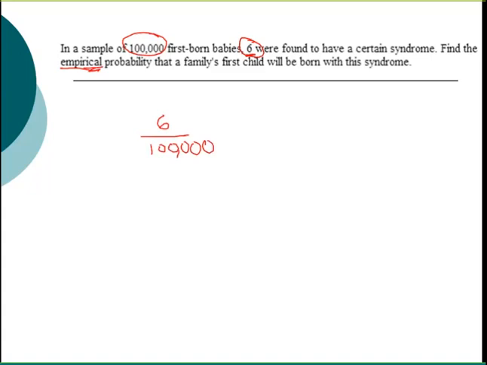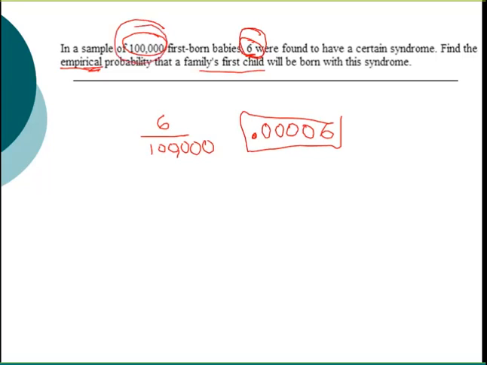And to get the actual probability, you divide that. We get 6 divided by 100,000. And that should give us a very small number. In fact, my calculator turned it into scientific notation. This is the probability that this family's first child will be born with this particular syndrome. So again, you just take what actually happened, the amount that it actually occurred, divided by the total possible here.